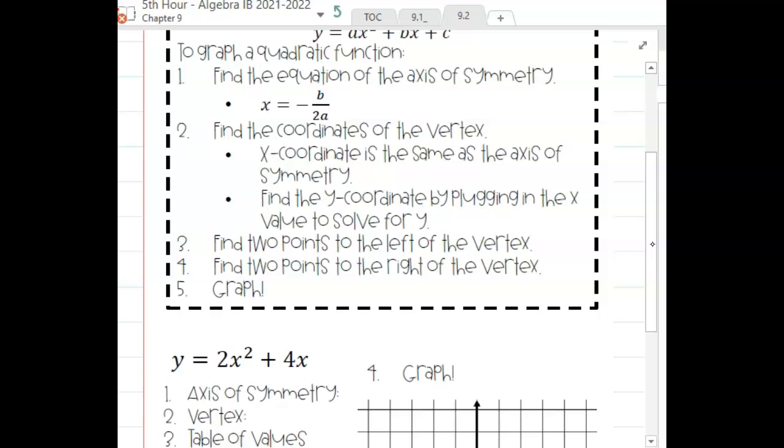So in the end, what we're going to do is find 5 points, 5 solutions. We're going to find the vertex, then 2 points to the left of the vertex, and 2 points to the right of the vertex. You can always find more, but for today, we're just going to find 5.